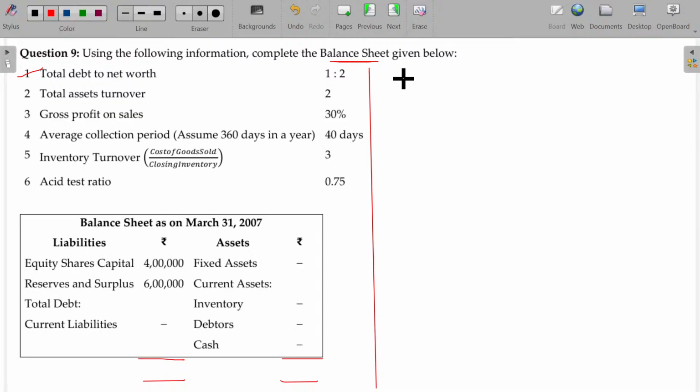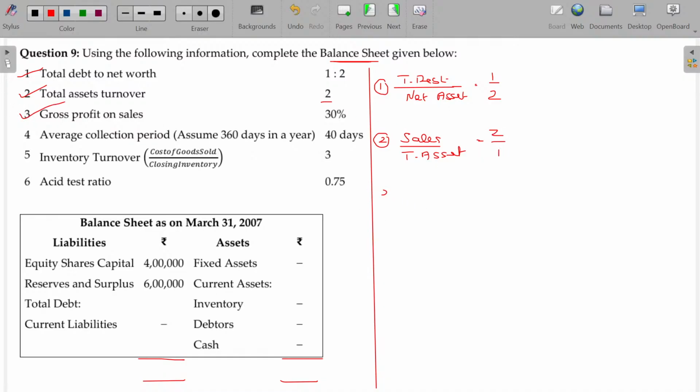Total debt to net asset. Net asset is nothing but assets minus liabilities. 1 by 2. Okay. Total assets turnover: sales by total assets. 2 bar 1.